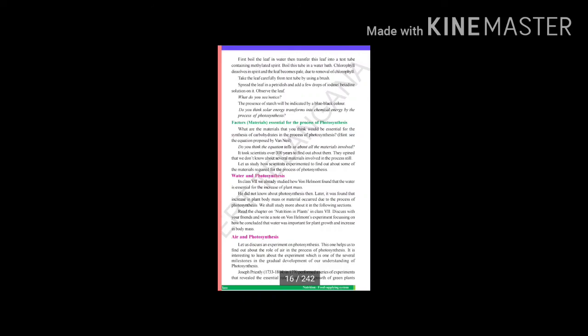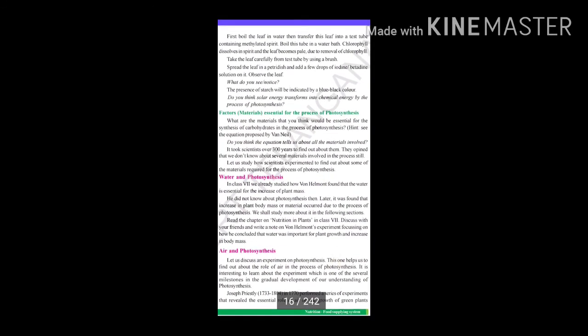This one helps us to find out about the role of air in the process of photosynthesis. It is interesting to learn about the experiment, which is one of the several milestones in the gradual development of our understanding of photosynthesis. Joseph Priestley, 1733 to 1804, in 1770 performed a series of experiments that revealed the essential role of air in the growth of green plants. Photosynthesis was still not known to the scientists at that time.